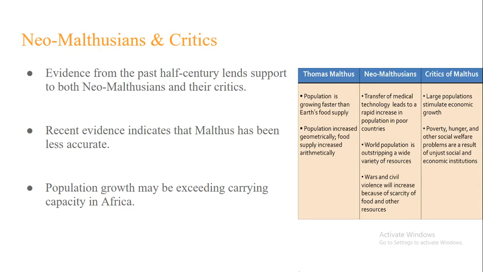Neo-Malthusians and critics. Worldwide, carrying capacity in terms of food production has increased during the past half-century, somewhat more rapidly than Malthus predicted. Relating to population, his model expected population to quadruple during a half-century, which it is not. In Africa, rapid population growth has led to the inability of the land to sustain life in parts of the region.